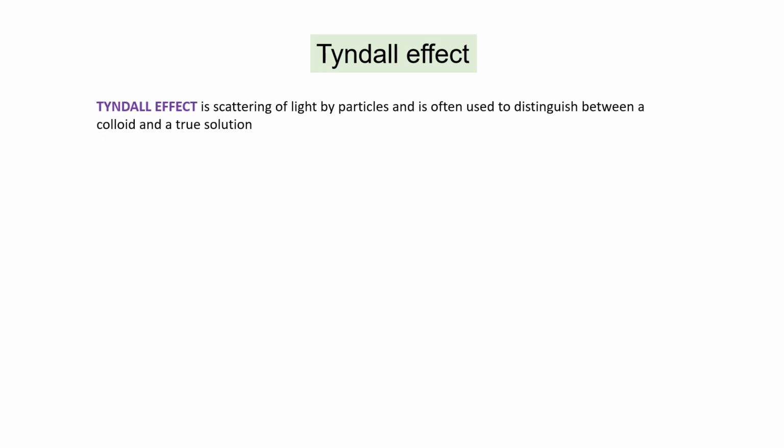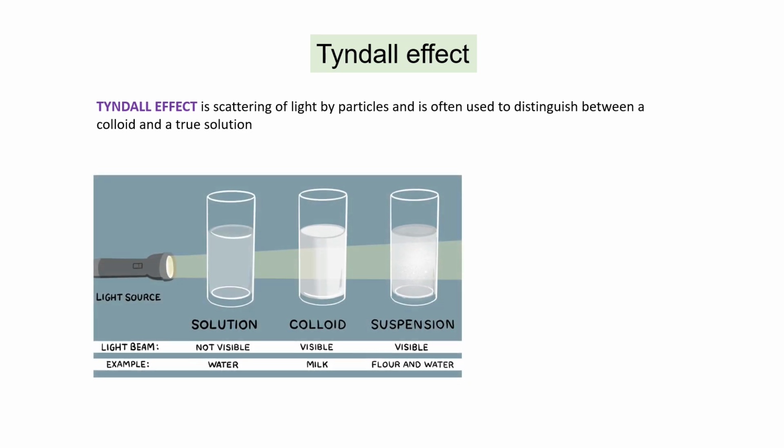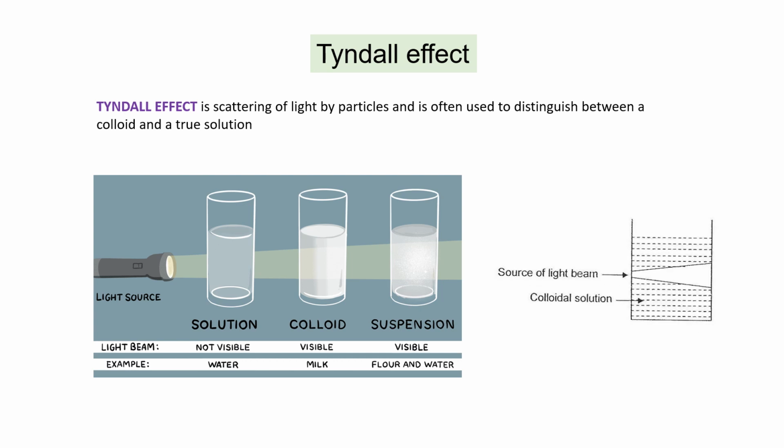What is the Tyndall effect? The Tyndall effect is a phenomenon in which light is scattered by particles, and it is often used to distinguish between a colloid and a true solution. For example, when we have a light source and a beam of light passes through these three solutions, there should be a cone of light when observed at a right angle. This is the cone.